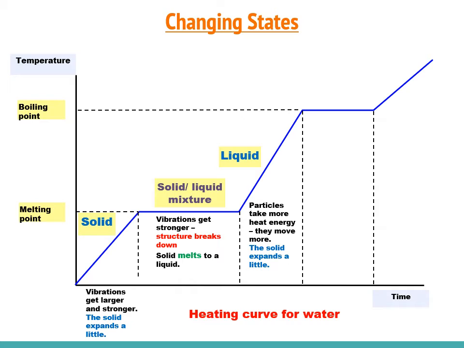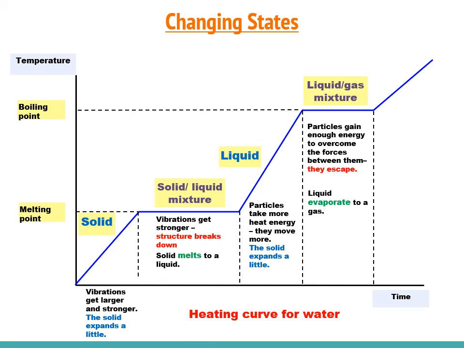The temperature will keep on mounting until a fixed temperature that we call the boiling point. Here, we shall have a mixture of liquid and gas. The particles gain enough energy to overcome the forces between them. They escape. Liquid evaporates to a gas. As the heating continues, the remaining liquid in the mixture of liquid and gas will eventually change into gas. In this phase, all particles gain energy to escape, and liquid boils to a gas.